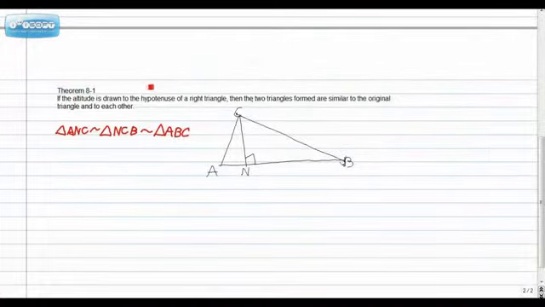Theorem 8-1. If the altitude is drawn to the hypotenuse of a right triangle, then the two triangles formed are similar to the original triangle and to each other. If this is true, triangle ANC is similar to triangle NCB, and triangle NCB is also similar to triangle ABC.